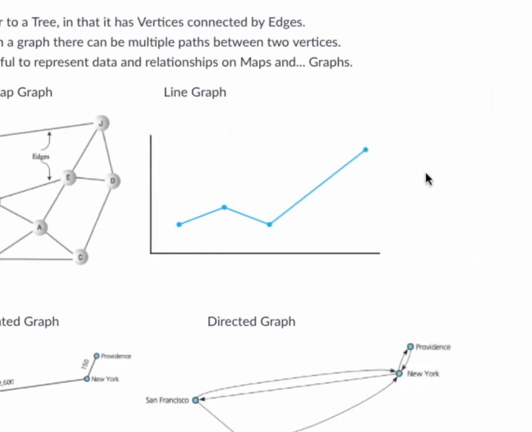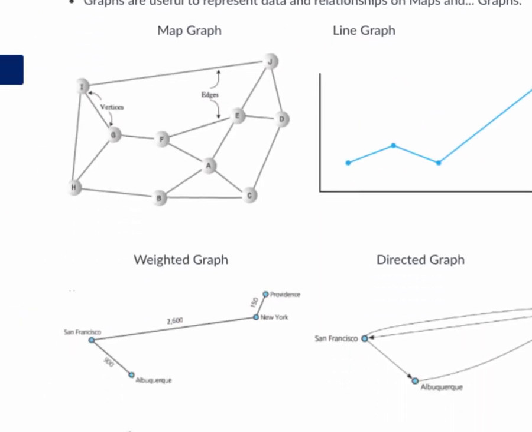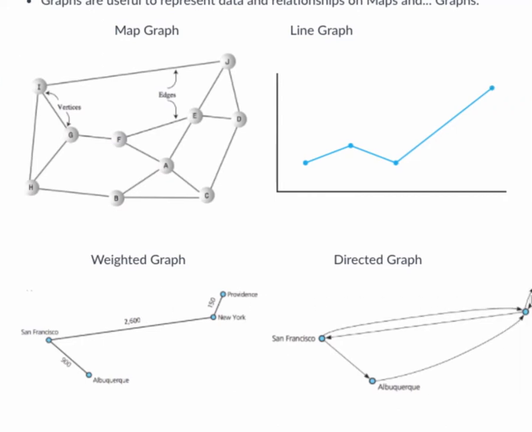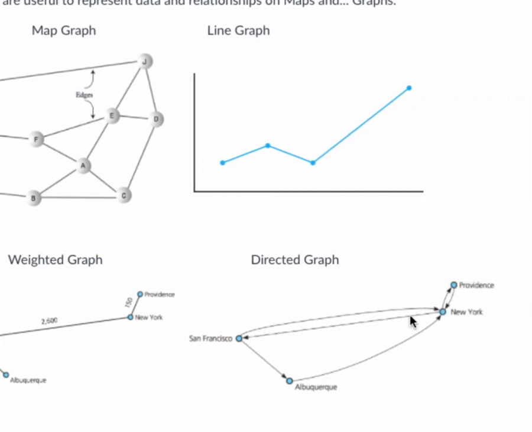They're regular line graphs that you have seen in math. You have your x and y axis. You can have weighted graphs where the distances between different vertices has a specific value, right? You can also have directed graphs where there's maybe one or different possible directions. For example, there's a way from San Francisco to New York and from New York to San Francisco, but there's only a way from San Francisco to Albuquerque and only a way from Albuquerque to New York, right?